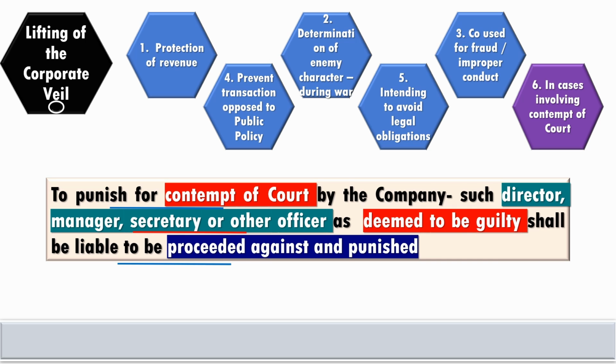Thus, in all, there are 6 instances where the corporate wheel will normally be lifted: for protection of revenue, for identifying an alien enemy, in cases of fraud or improper conduct, acts opposed to public policy, where the intention is to avoid legal obligations, and cases involving contempt of court.